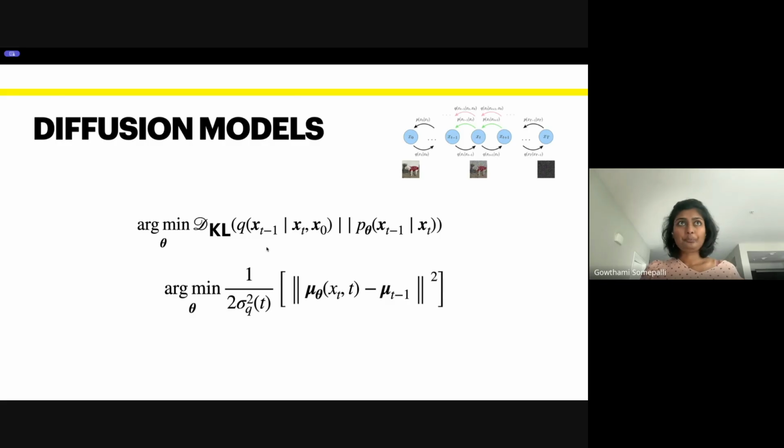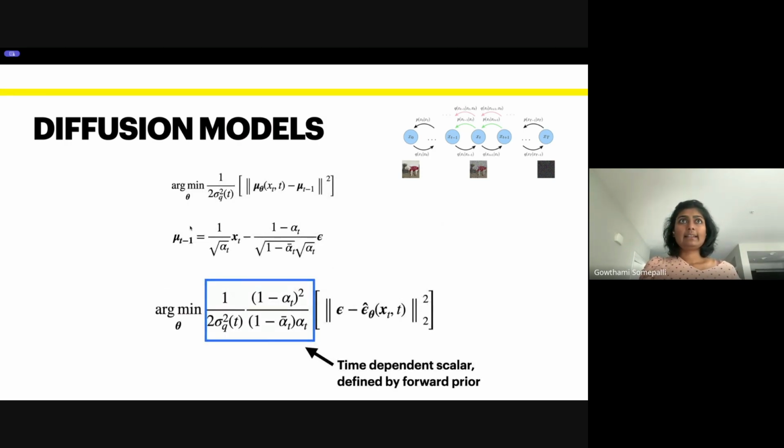Okay, so now once we have this term, the authors say we can further simplify this. Earlier we also computed mu t minus 1 in terms of both xt and epsilon, right? So if we substitute this in this equation, we end up with an even simpler looking term.